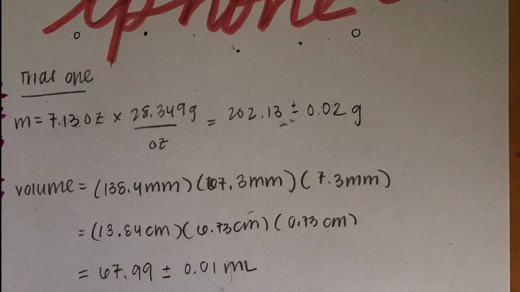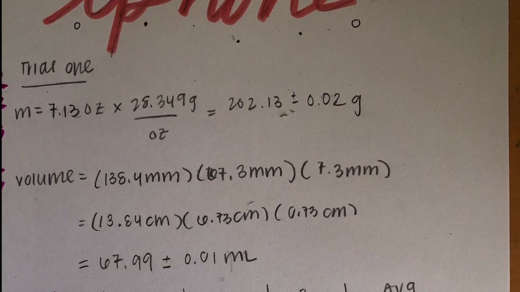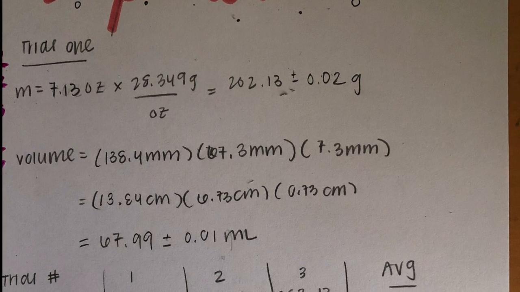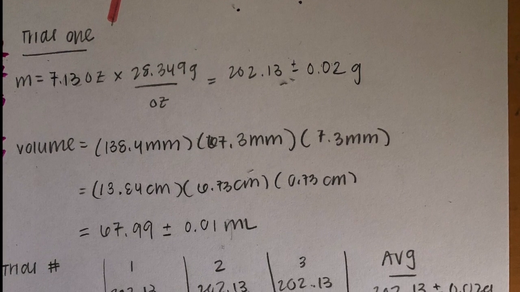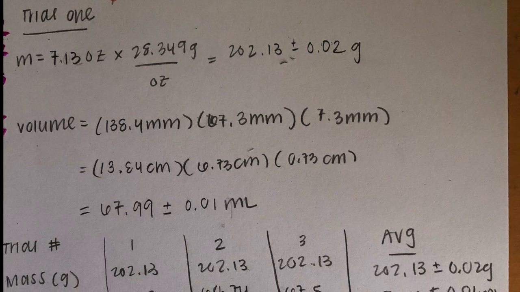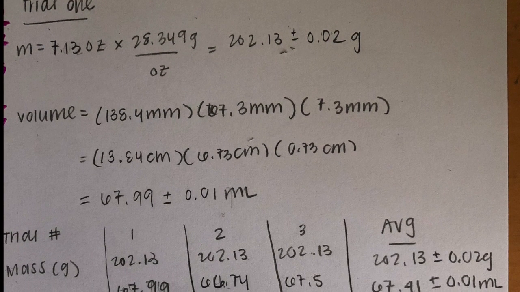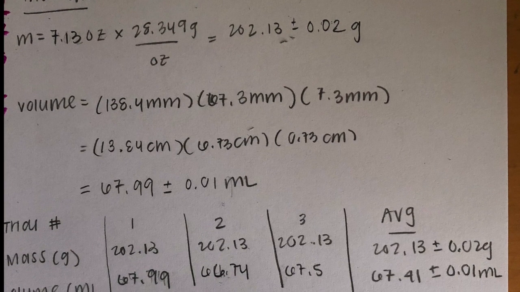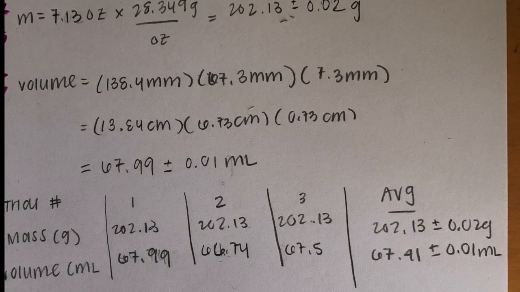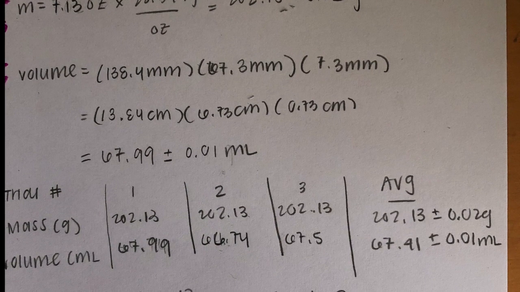For the volume of my iPhone, I measured the length, width, and height, and multiplied those together to get a volume of 67.99 milliliters. It's also important to note that I measured with a ruler using centimeters, and once I did the calculations, the units were cubic centimeters, which is equal to 1 milliliter.